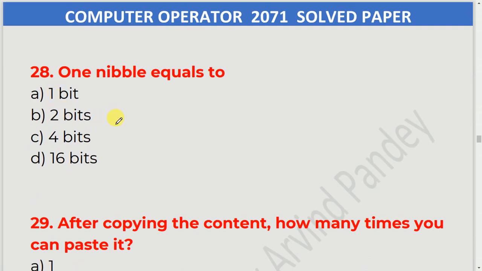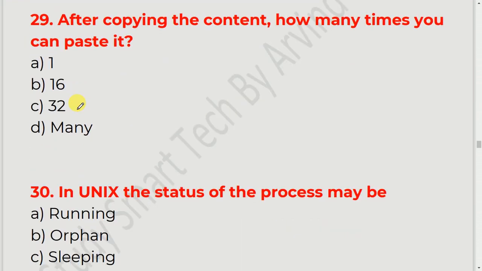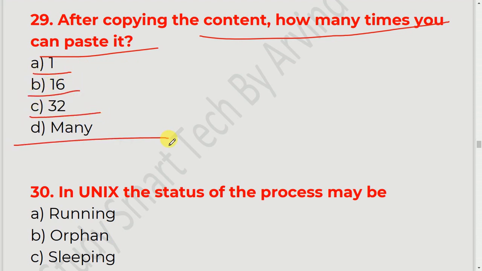Question number 28. 1 nibble equals to option A 1 bits, B 2 bits, C 4 bits, D 16 bits, and the correct answer is option C 4 bits. Question number 29. After copying the content, how many times you can paste it? Option A 1, B 16, C 32, D many, and the correct answer is option D many times.